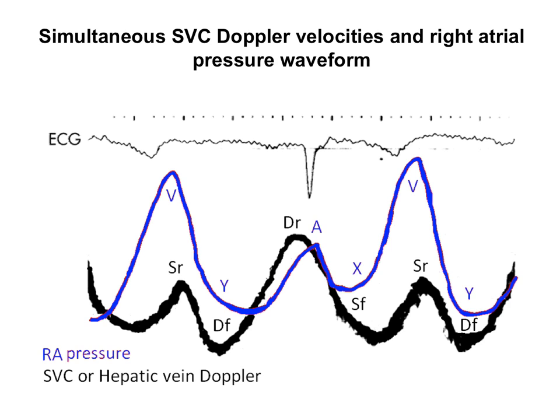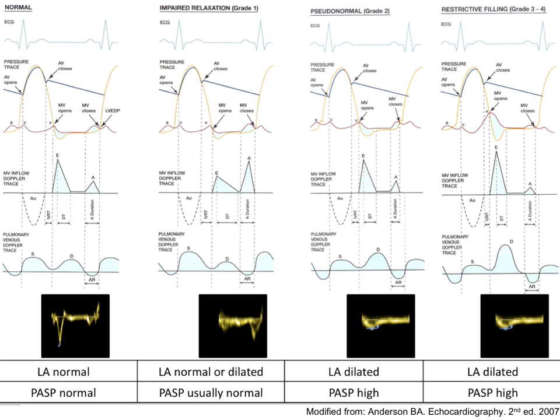Similar in the right atrium or the superior vena cava. Very similar. And we won't talk about hepatic vein Doppler today. We can afterwards if you guys like, but in the interest of time, maybe we'll talk about constriction, restriction, and hepatic vein Doppler in the future. This is something that I really enjoy. So let's try to put this all together.